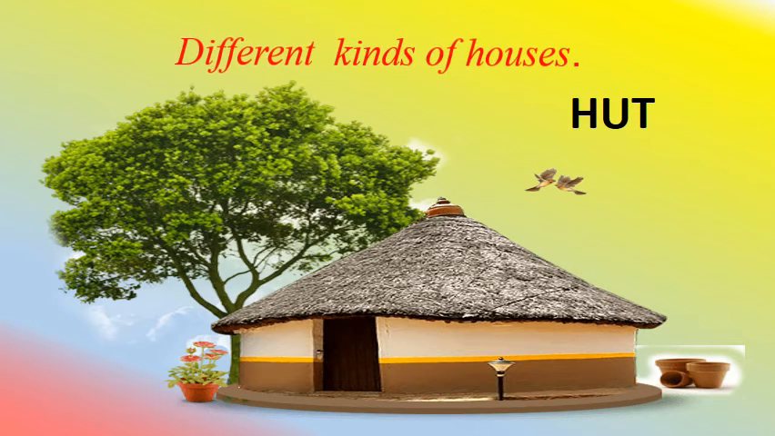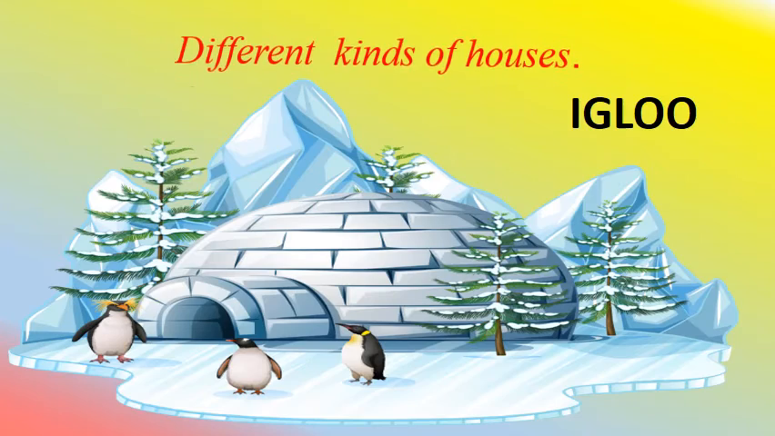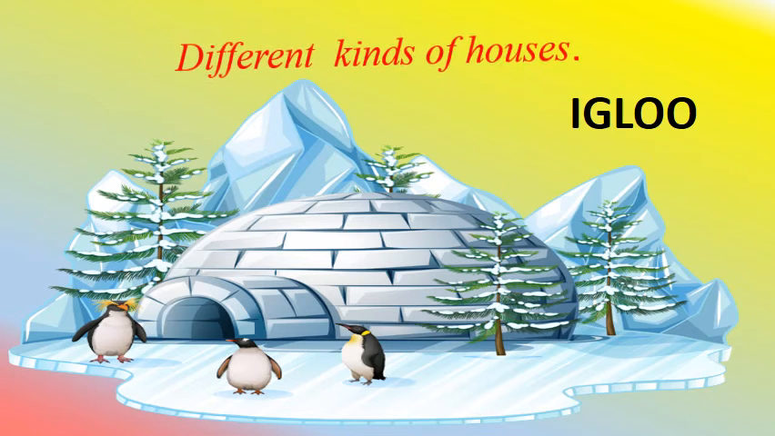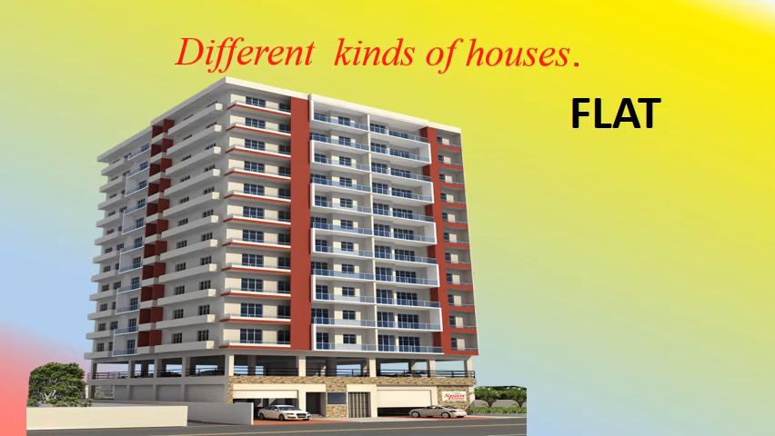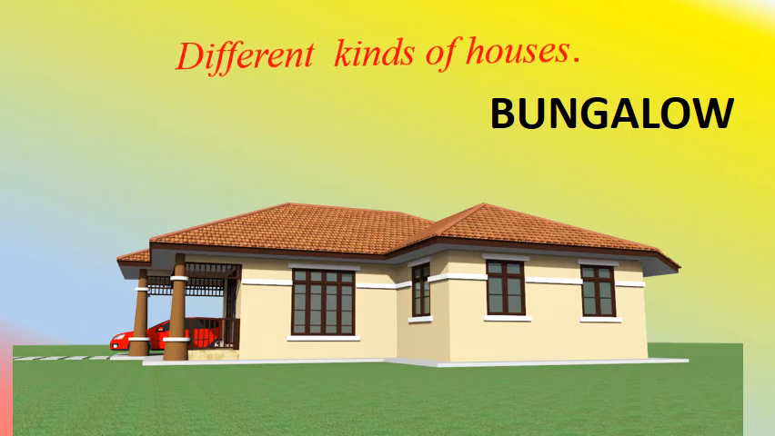Children, let us discuss some different types of houses. This is a hut. This is an igloo. This is a multi-story building called flat. This is a bungalow.